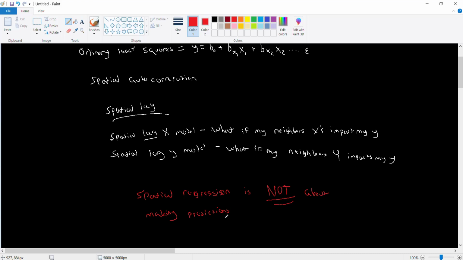It doesn't make a whole lot of sense necessarily to take the network and apply it to a different data set. You certainly can do it. It is possible to make predictions. But spatial regression is not about making predictions. It's more about finding patterns and looking for how things affect each other.